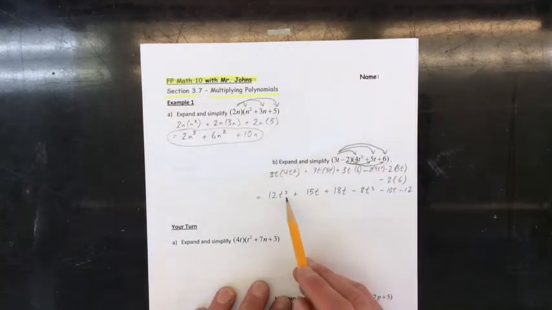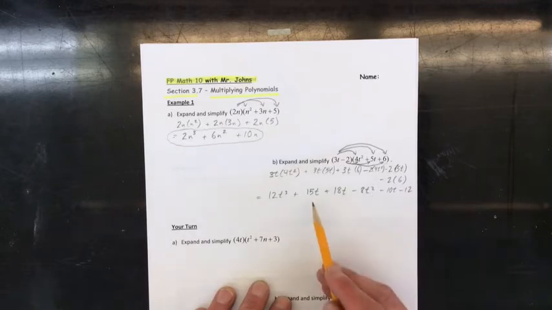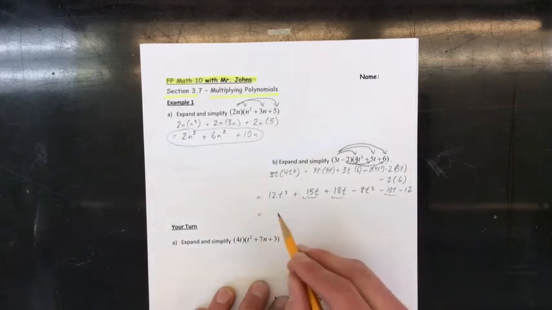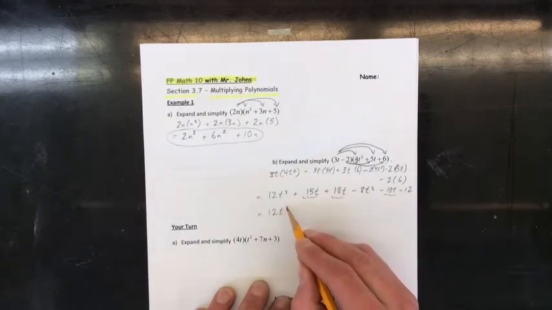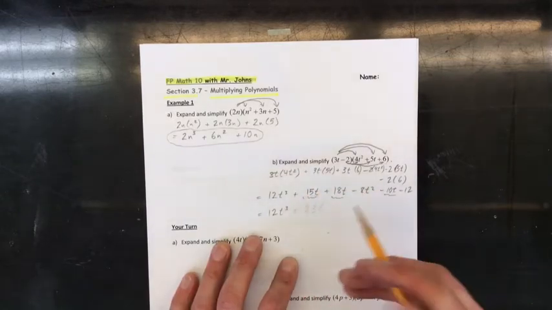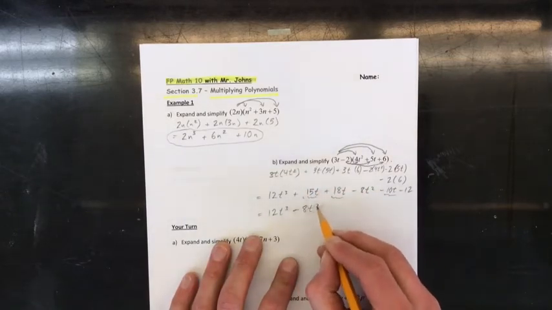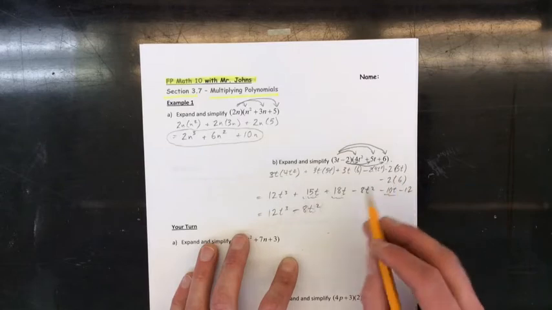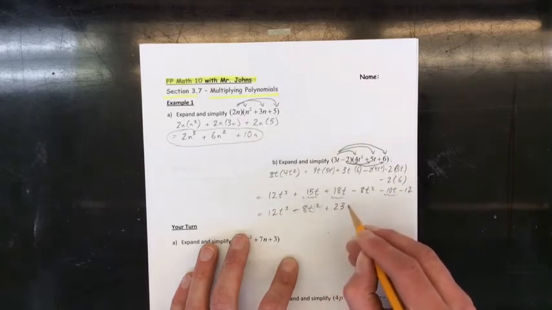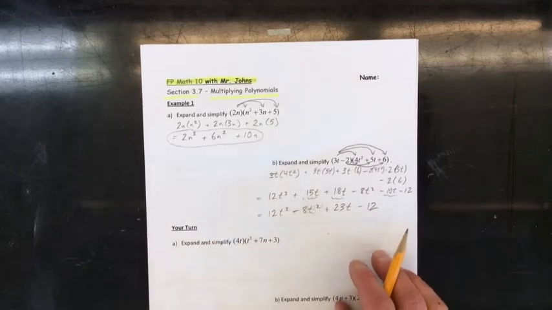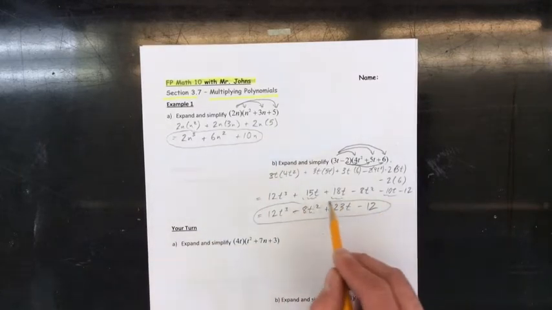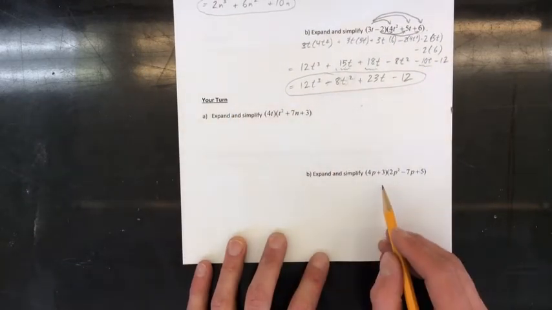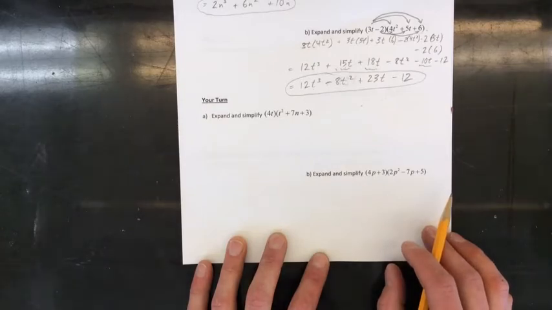And you'll notice now I have a t cubed, a t squared, and here I have 3 t's. Those are all like terms. So 12t cubed, minus 8t squared, and then I'll take my 15t plus 18t minus 10t, gives me positive 23t minus 12. And there's my answer. So go ahead and try your turn number A and B. Good luck. See Mr. Johns if you need help.